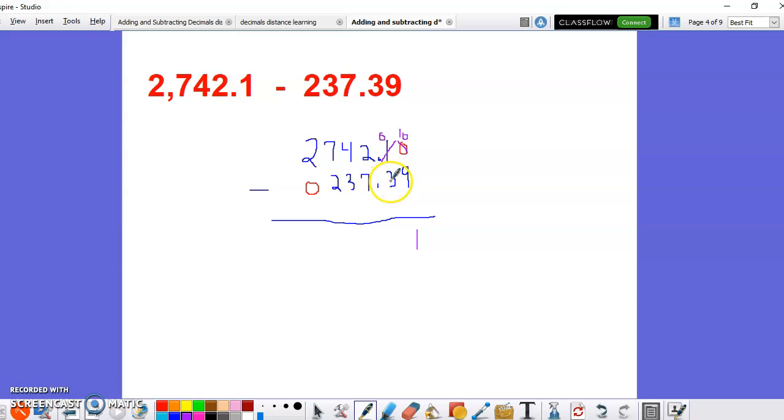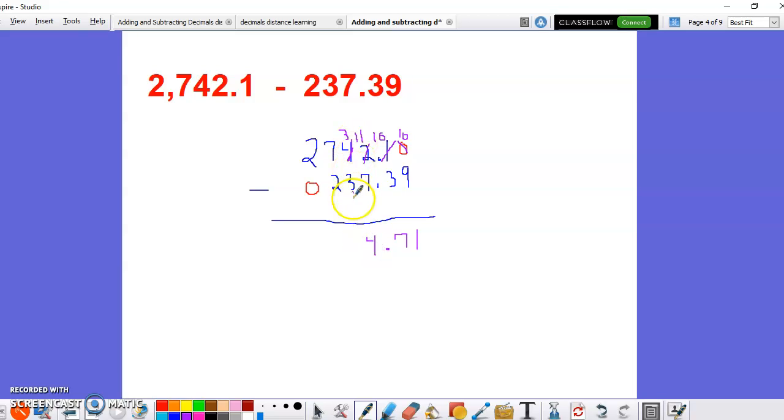Well, 0 minus 3, I need to regroup because there's more on the bottom. This 2 becomes a 1, and this 0 becomes a 10. So 10 minus 3 is 7. I bring down my decimal, and now I have 1 minus 7. Well, there's more on the bottom, so I need to regroup again. This 4 becomes a 3, and this 1 becomes an 11. So 11 minus 7 is 4.